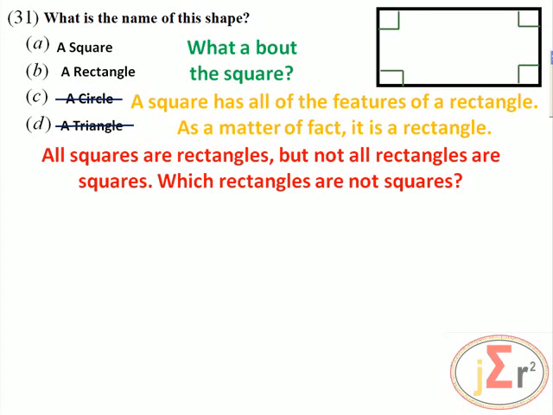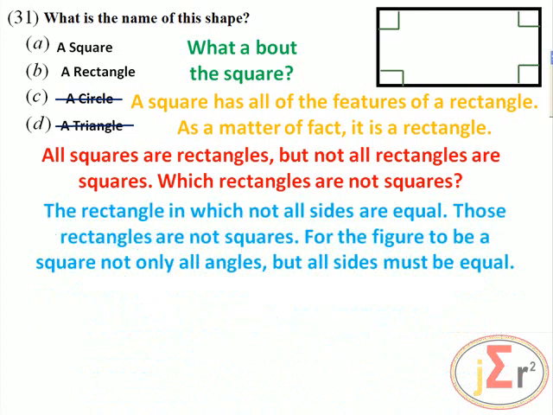Which rectangles are not squares? The rectangles in which not all sides are equal are not squares. For the figure to be a square, not only all angles but all sides must be equal.